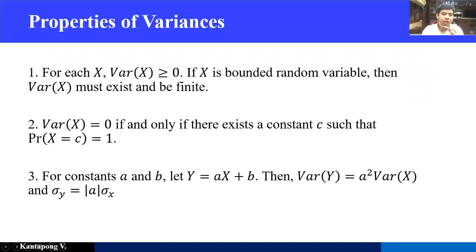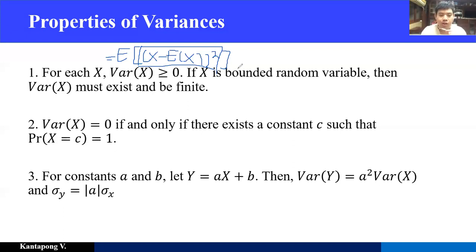Properties of variances. The first one is that Var(X) is greater than or equal to 0. Why? From the definition, we have E[(X - EX)^2]. Because this one is non-negative, the expectation of a non-negative quantity must be non-negative also. If X is bounded, then the variance of X must be bounded too. Variance is equal to 0 if and only if there exists a constant c such that the probability that X equals c is equal to 1.